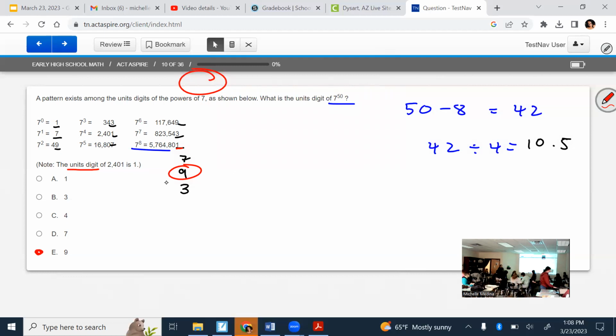So we never teach that, but it's problem solving. This test is more about problem solving.